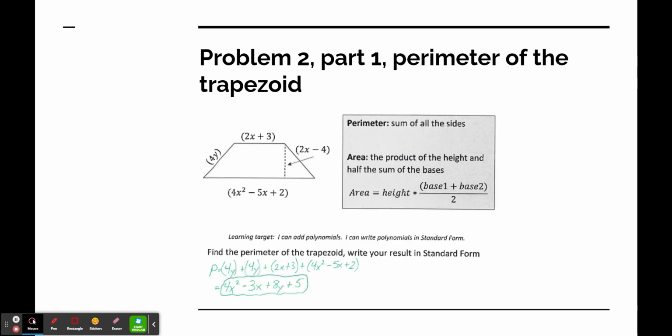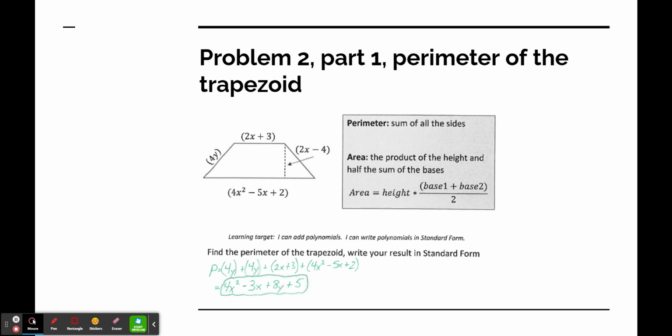All right, so we should get... There's not a lot of work to show here because we're just adding terms together, polynomials together. You should get 4x squared. That didn't combine with anything. It was the only x squared. Minus 3x. We had a positive 2x and a negative 5x. So that makes a negative 3x.